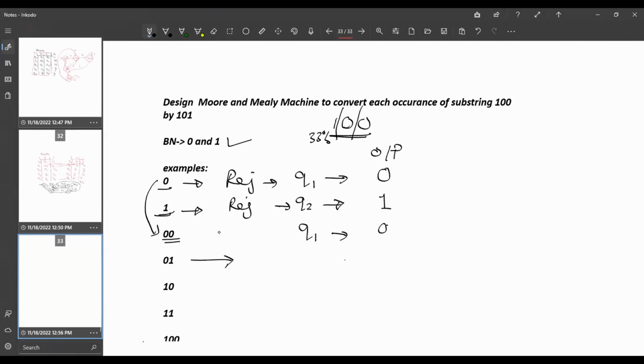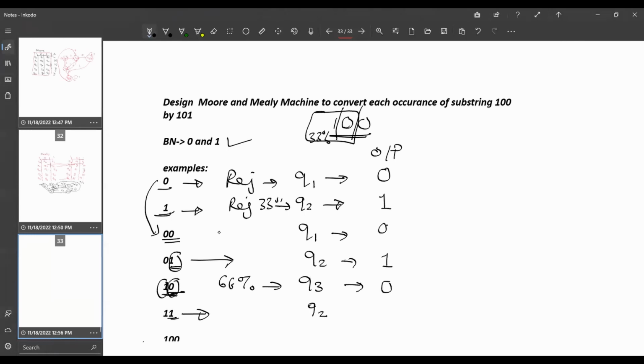Then we have 0 1. So the string contains some portion of the required string, that is indicated by Q2, and the output will be 1. Then we have 1 0. 1 0 means it contains some portion of the required string. Here we can see it contains 66% of the required string, and it is indicated by Q3. But whether the new bit, that is 0, is to be changed by some other bit? No, so it will be 0 only. Now we have 1 1. 1 1 means it contains 33% of the required string, which is indicated by Q2.